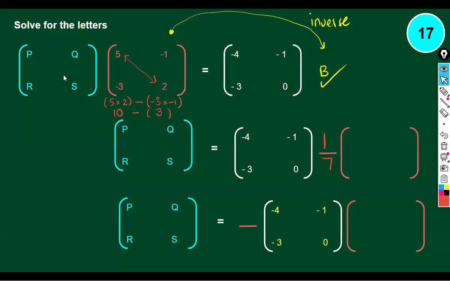Let's switch the 5 and the 2. Remember, the more important diagonal we're supposed to switch. So the 2 goes here, the 5 goes here. The less important diagonal, make them the opposite. Don't move them. So we get positive 3 and positive 1. Correct there now, guys? Everything looking perfect?